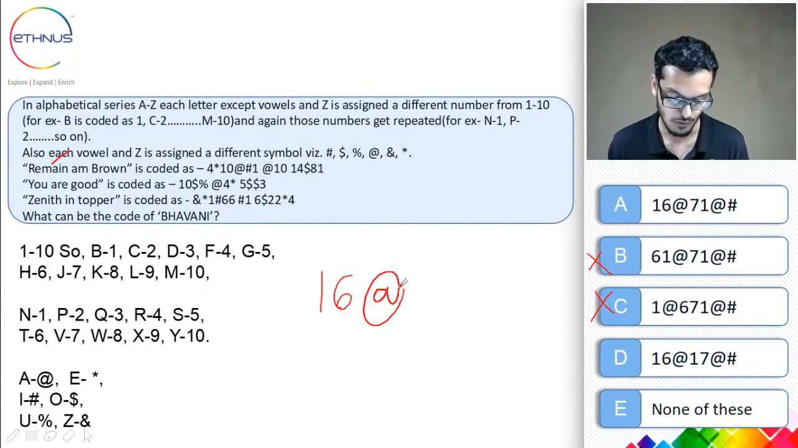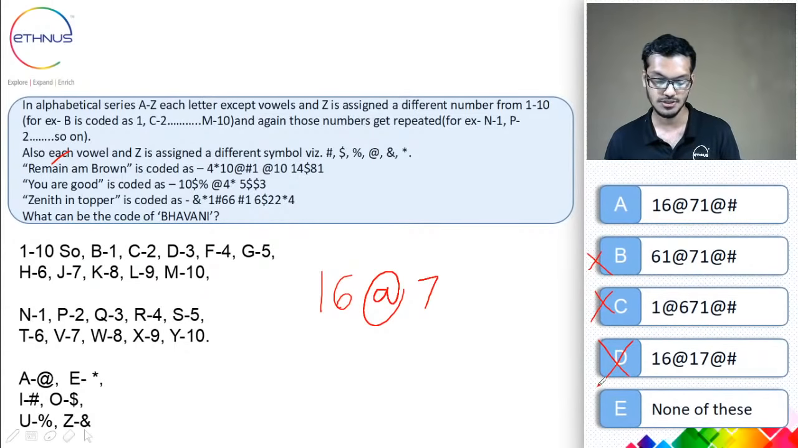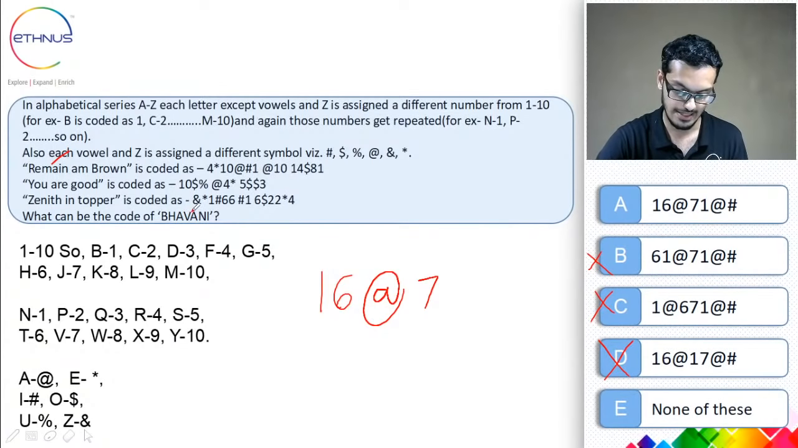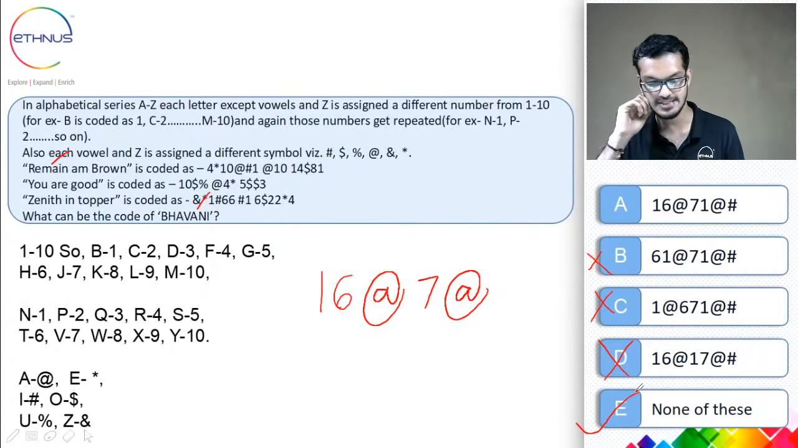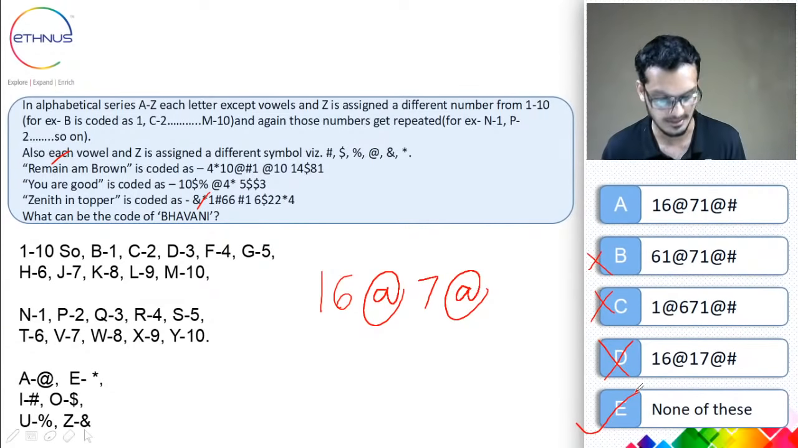And next, if you go for V, V is coded as 7. So we have 7 here. And yes, I think you can eliminate an option here. Definitely you can eliminate this option. Okay, so now let's go for the next one. That is again you have A, right? So it should be et, but here you don't have et in this particular option. So definitely the answer is none of these, since you don't have A coming up.